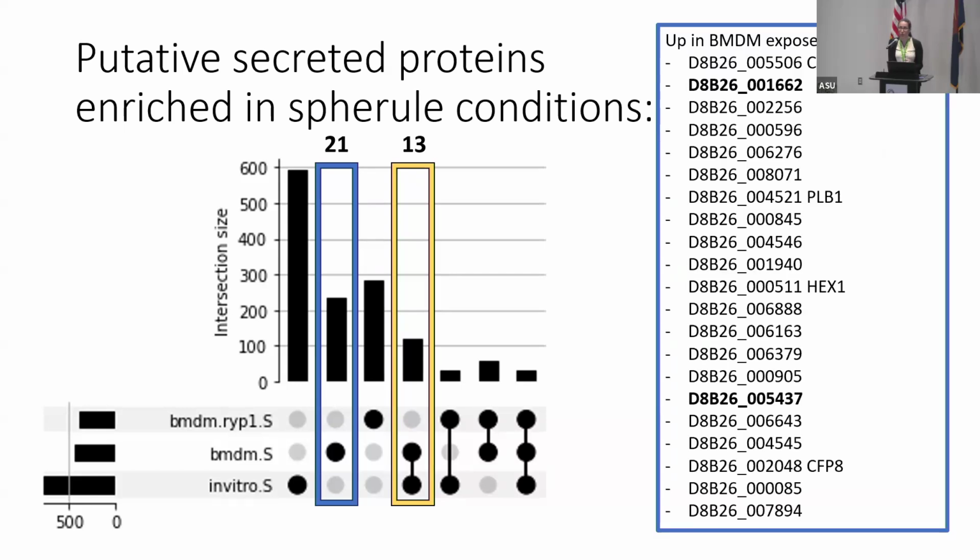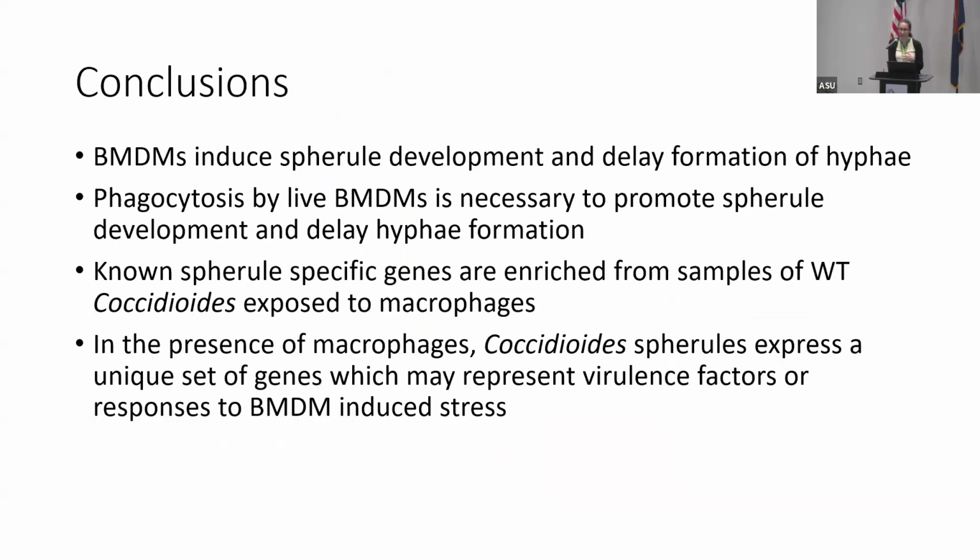Same when we look at those that are up in bone marrow-derived macrophages exposed to spherules. These are really genes that we're interested in understanding what role they're playing in the pathogenesis of Coccidioides, how it interacts with macrophages, and then also how it aids in virulence in the host.